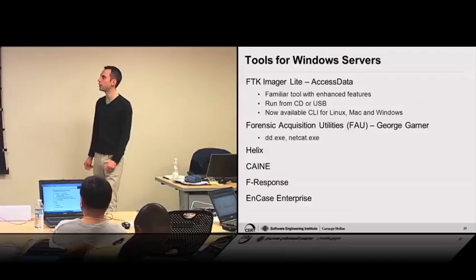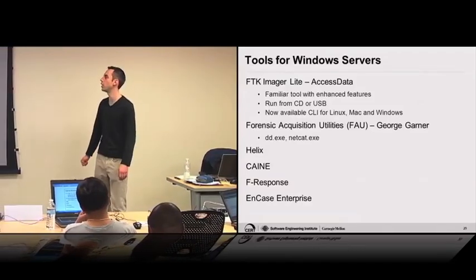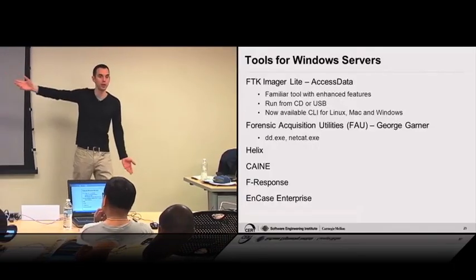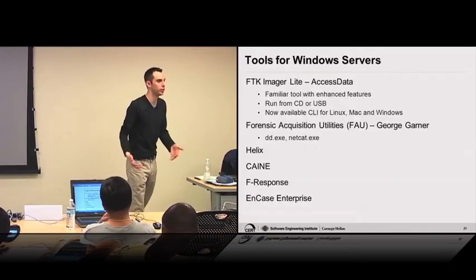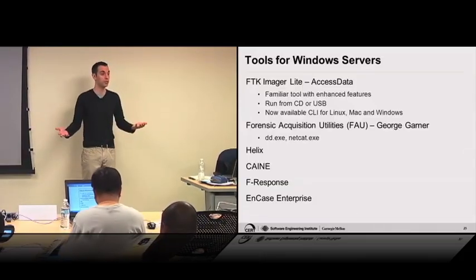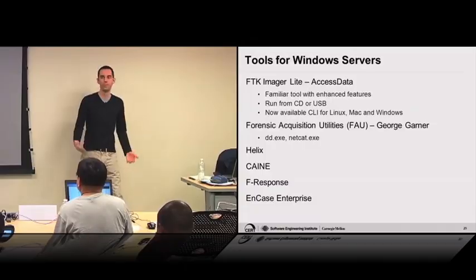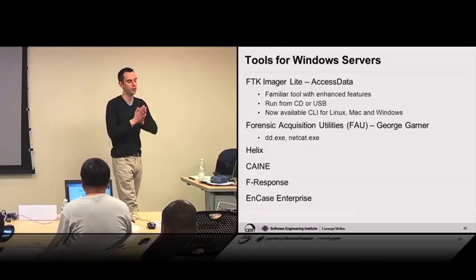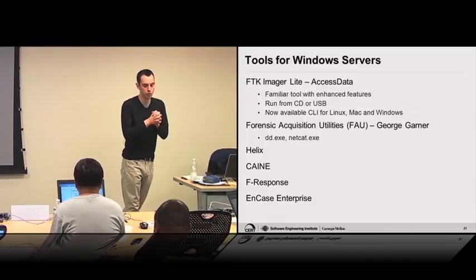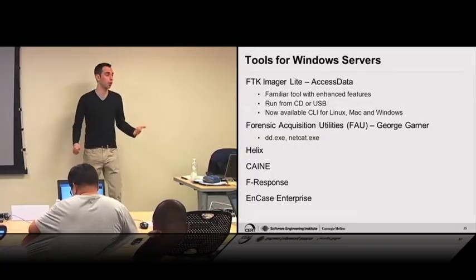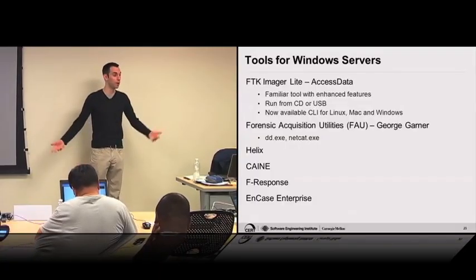So, some of the tools that are available for Windows servers or Windows systems in general. The one that we're going to use and talk about is FTK Imager, which, if you guys aren't familiar with, I think you should become familiar with, because it's a free imaging tool, and it works really well. They also have a light version, which is what you'll use here, which allows you to run it off of a thumb drive and stuff like that.